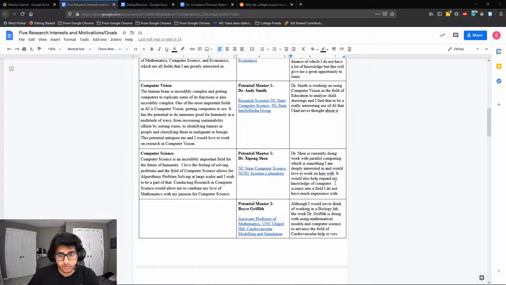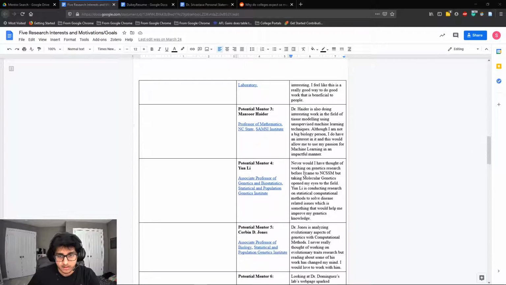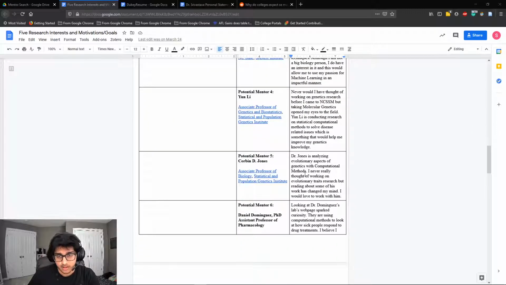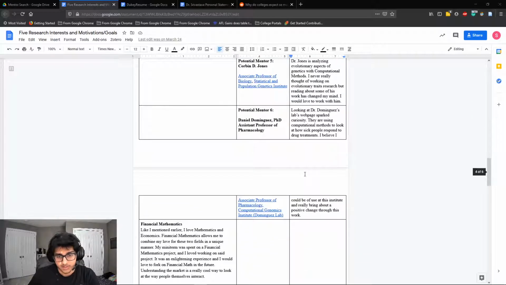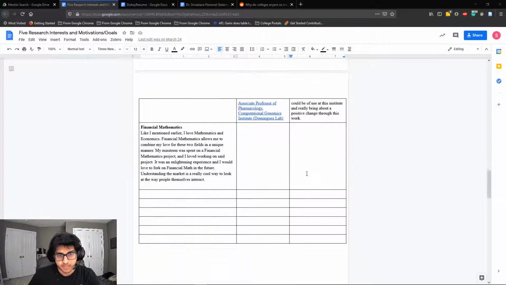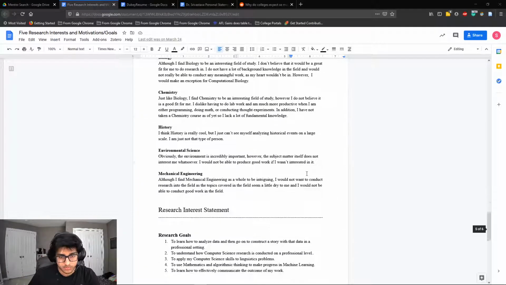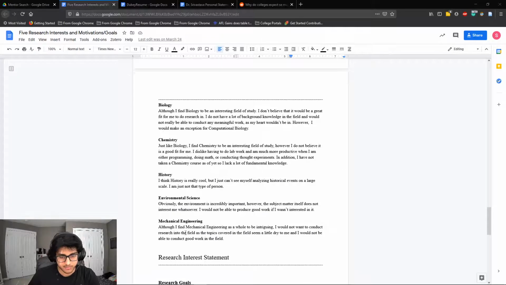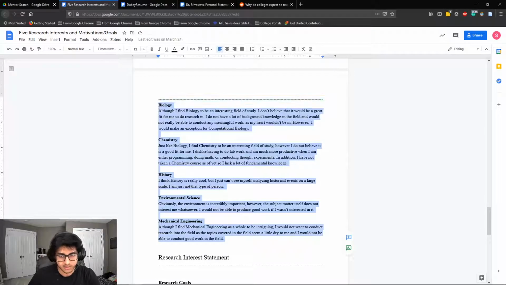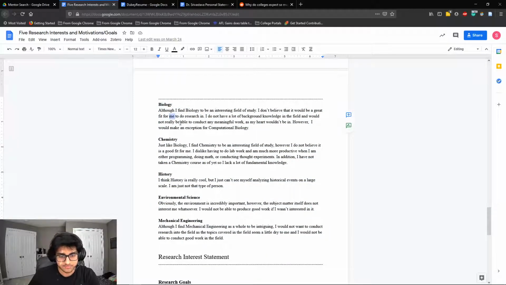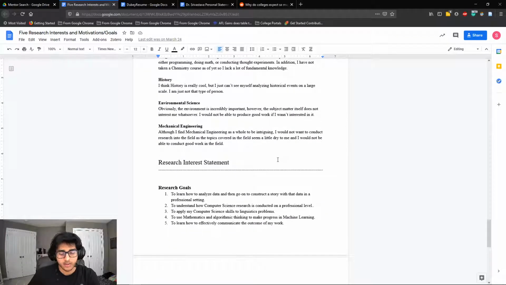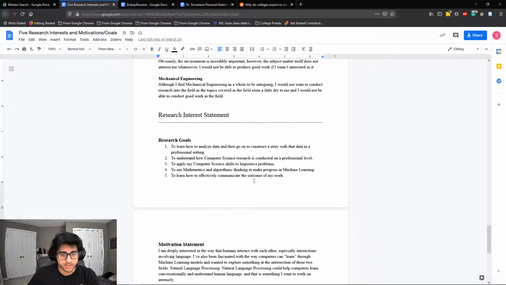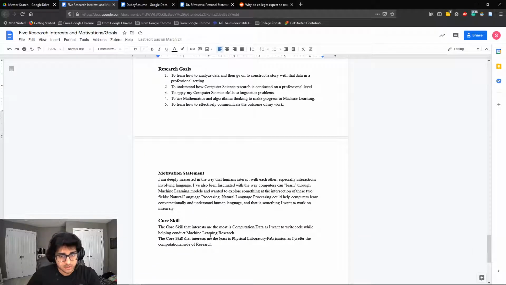After you've gotten all your potential mentors written down, you've researched what they're researching, at that point, they also made us pick 5 things not to explore. You don't need to do this because the school is not going to be finding mentors for you. You're doing it yourself. After that, we were to cultivate a research interest statement, which is basically just, what are your goals for this research experience?